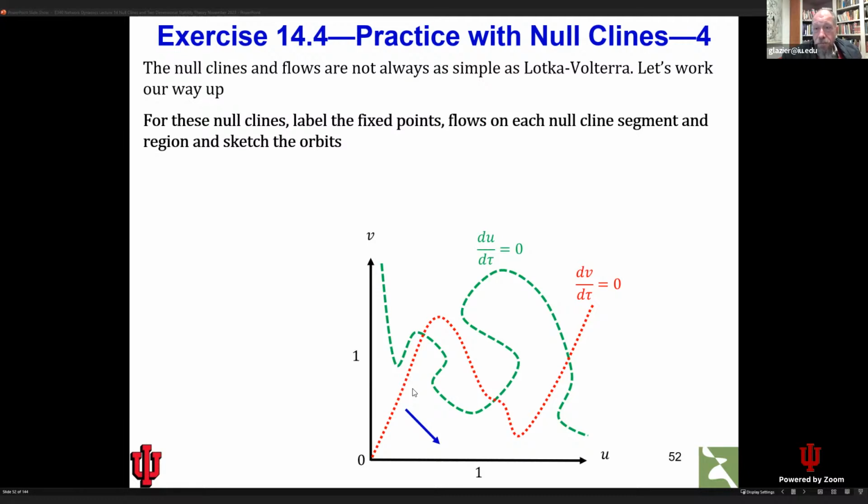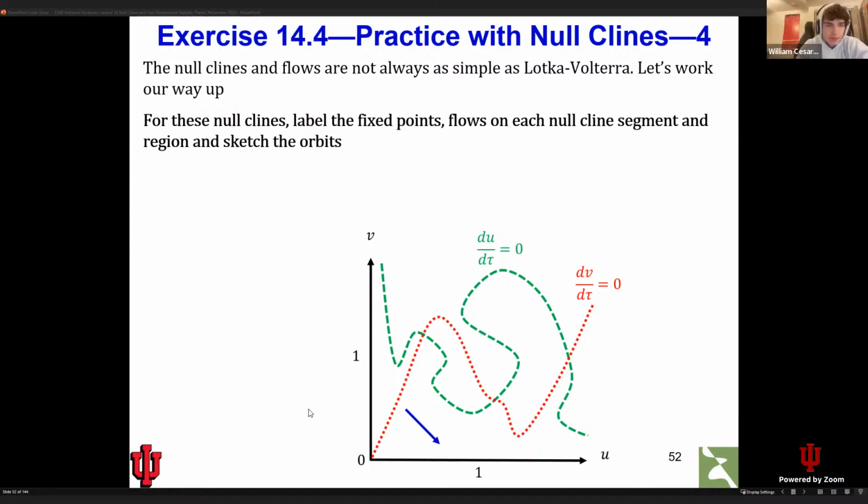Does that make sense to people? Because I know what happens each time I cross the red line, I flip in the v direction. Each time I cross the green line, I flip in the u direction. So I know the behavior everywhere. So this is now a global analysis rather than a local analysis.